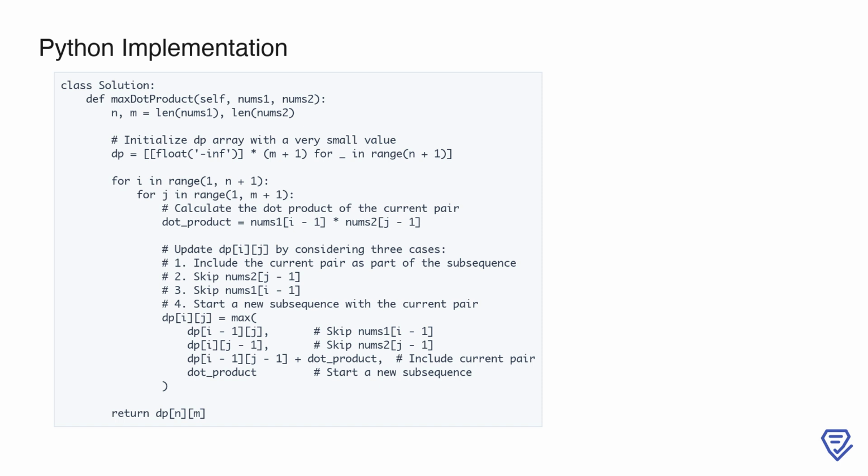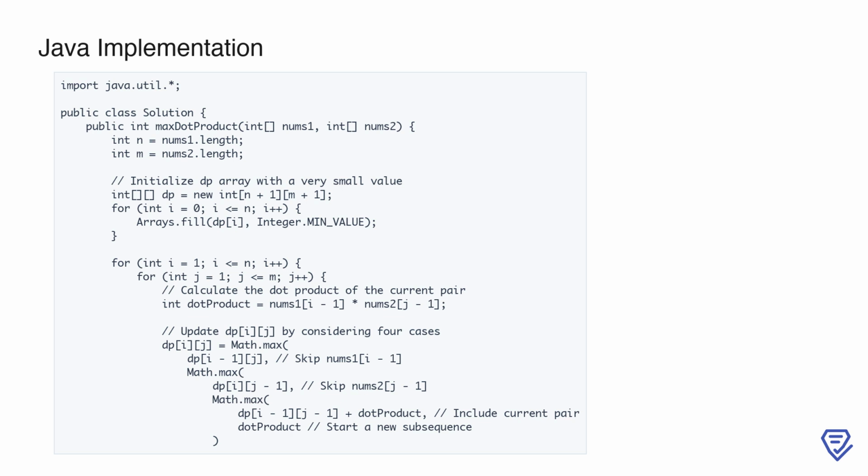efficient for large inputs. Here, we are implementing the solution to find the maximum dot product of two subsequences in Java. First, we import the necessary utilities and define the solution class with the method maxProduct. Inside this method, we take two integer arrays, nums1 and nums2, and determine their lengths, n and m, respectively.